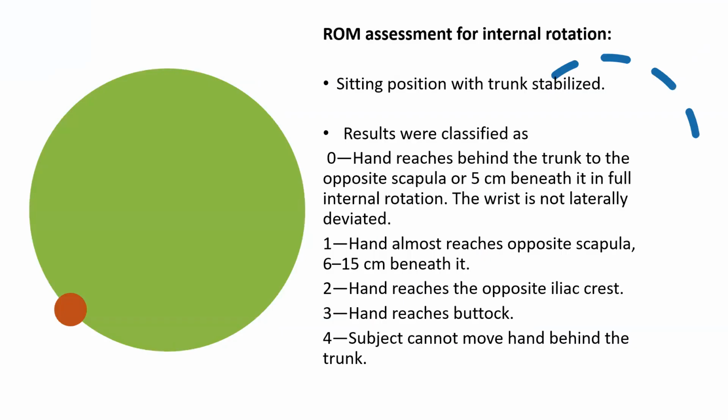Range of motion assessment was done in the sitting position with the trunk stabilized, and the results were classified as 0 to 4, with 0 being full range of motion and 4 being the subject being unable to move the hand behind the trunk. 1 was the subject was able to reach the opposite scapula, but not quite. So there was a lag of about 6 to 15 centimeters from the hand to the opposite scapula. 2 was when the hand reached the opposite iliac crest, and 3 was when the hand reached the buttock.